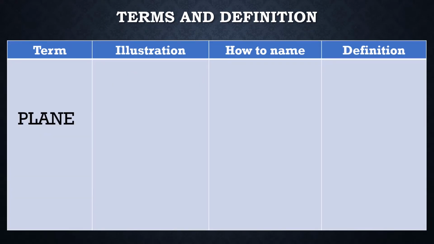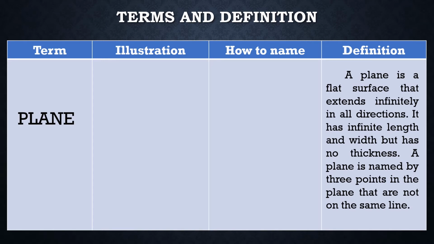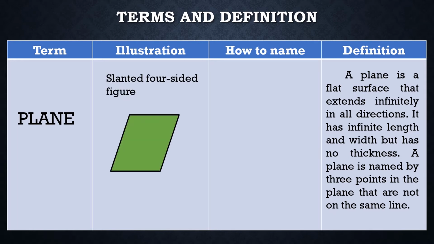Next would be the plane. So a plane is a flat surface that extends infinitely in all directions. It has infinite length and width but has no thickness. A plane is named by 3 points in the plane that are not on the same line. So ito na yung example ng illustration natin sa plane. So it could be a slanted 4-sided figure.